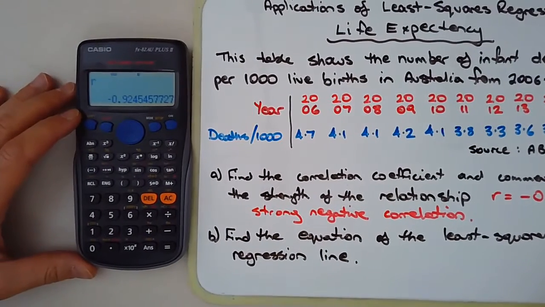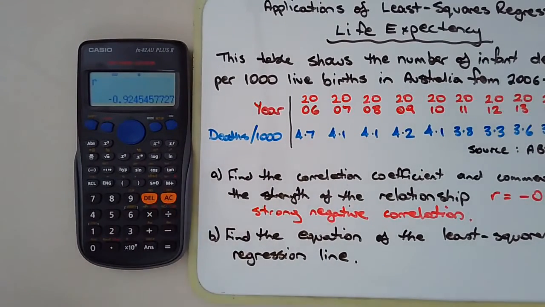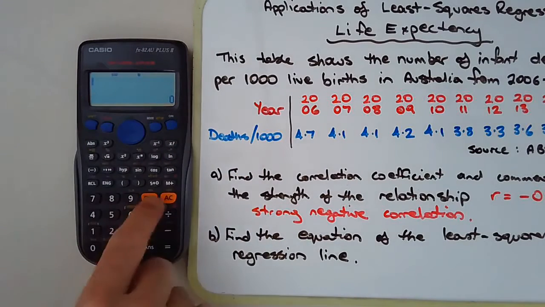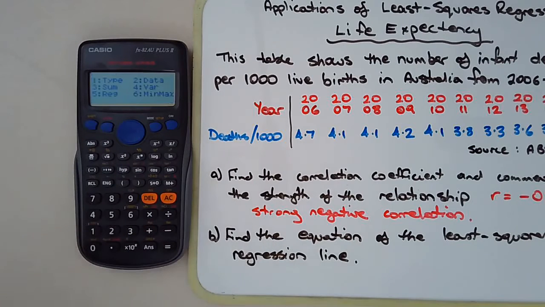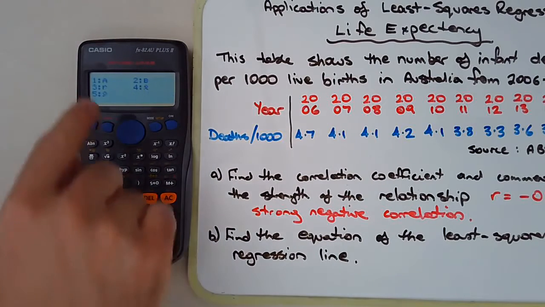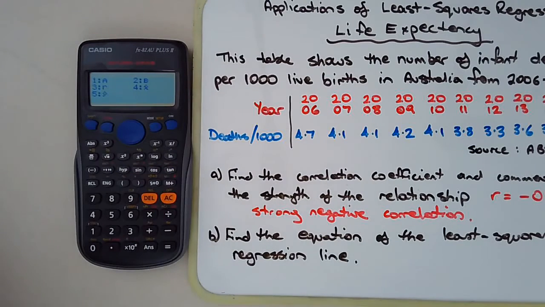For part B, let's find the equation of the least squares regression line. That's like y equals mx plus c. I'll press AC again, then Shift 1, and hopefully you can see that without me having to zoom into the calculator. Number 5, reg. Remember, A is the y-intercept, B is the gradient.